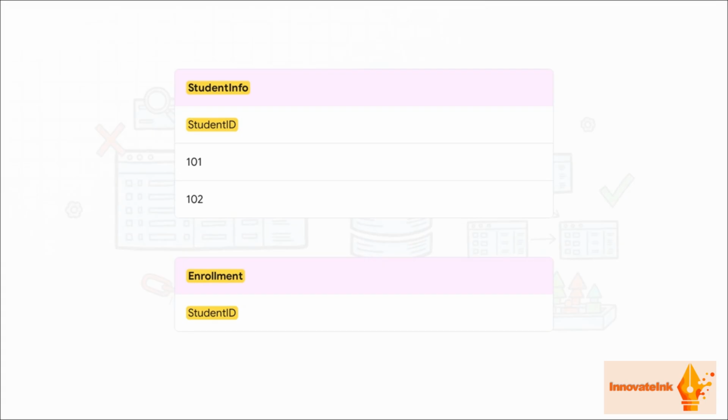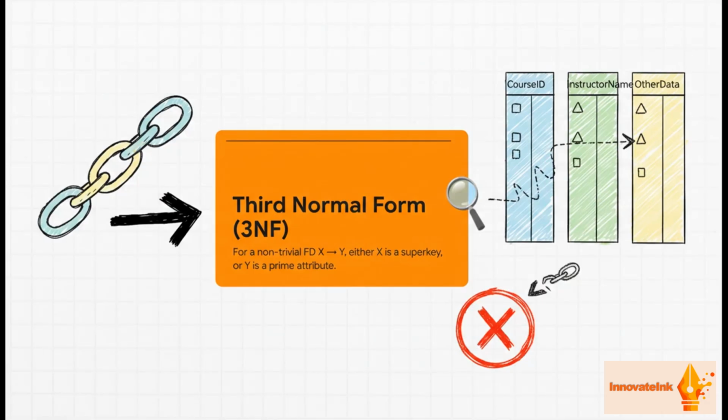The key that identifies a unique row is the combination of student ID, course ID. But think about it. Student name has nothing to do with the course. It only depends on the student ID. That is a textbook partial dependency. And the fix is to split the table apart. This is called decomposition. We create a new table, student info. Now, student name depends on its one and only key, student ID. Problem solved.